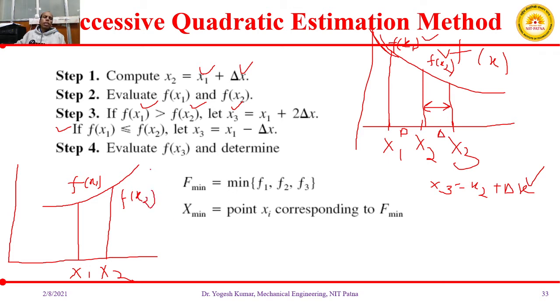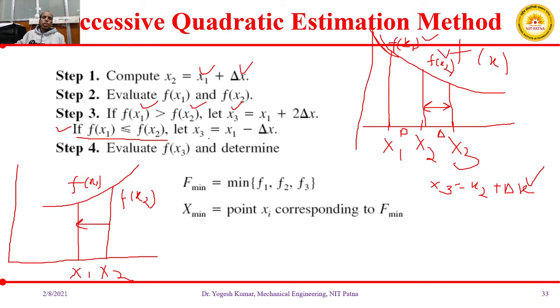Here, when you are minimizing your optimization function, you are supposed to move in the direction where you are getting the minimum or lower value of your function. Just try to see this condition. Your fx1 is less than or equal to fx2. So this condition is satisfied. It means your optimum value is towards the left.